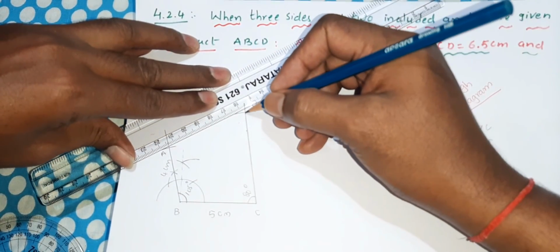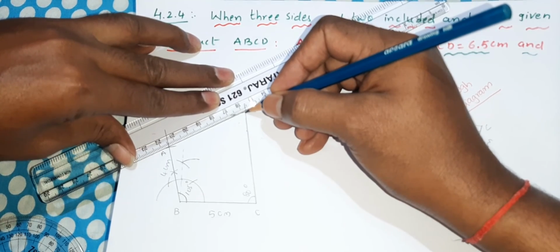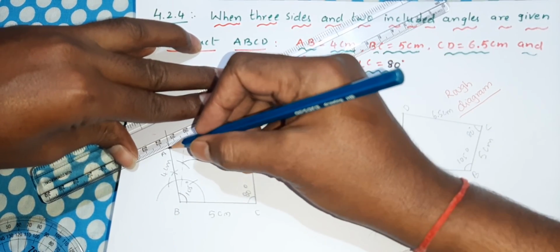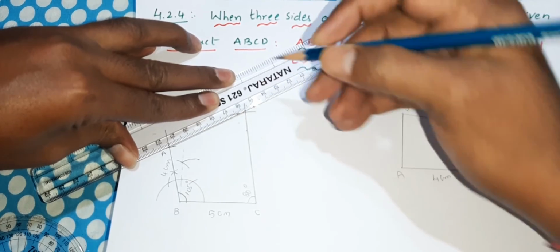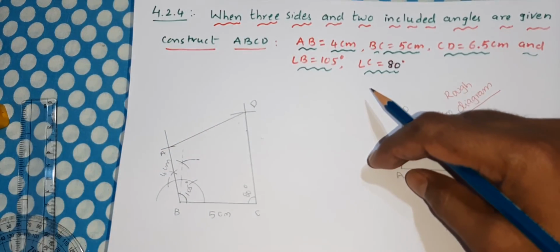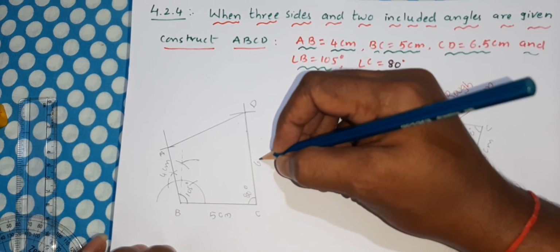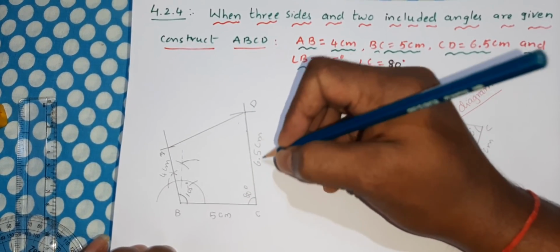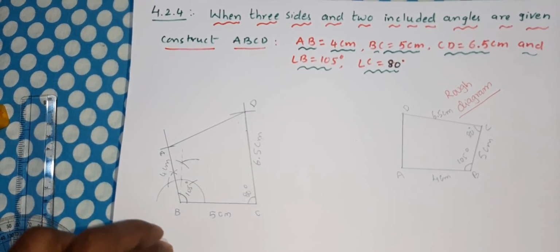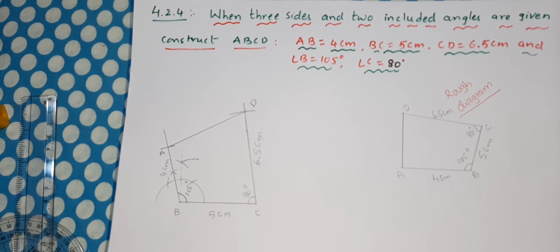Join AD, you will get the required quadrilateral ABCD with 3 sides and 2 included angles. Clear children? This is 6.5 centimeters. This is the required quadrilateral ABCD where AB equal to 4 centimeter, BC equal to 5 centimeter, CD equal to 6.5 centimeter. Angle B is 105 degrees, angle C is 80 degrees. Right children?